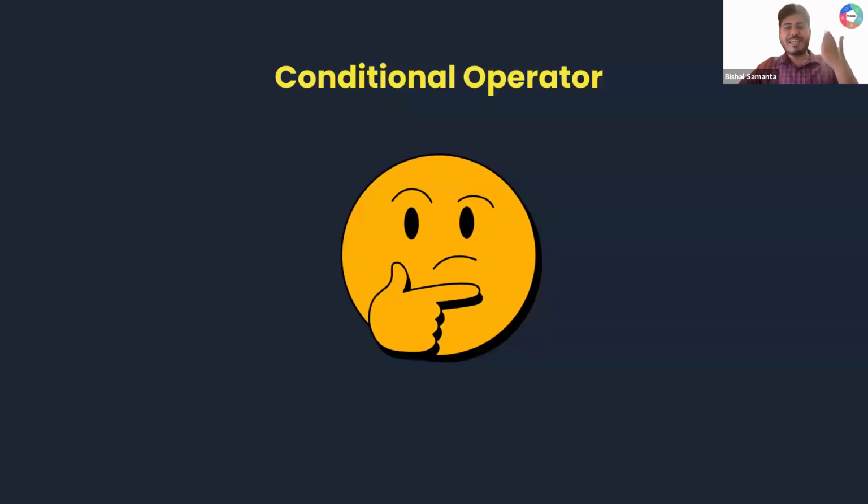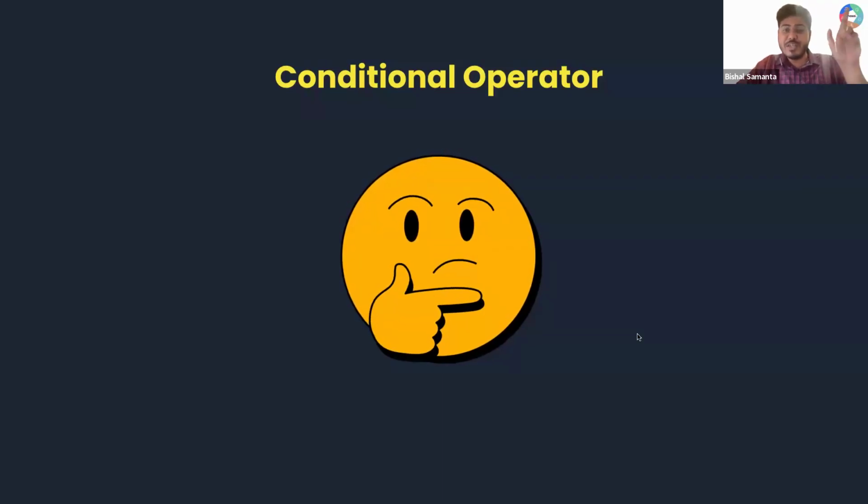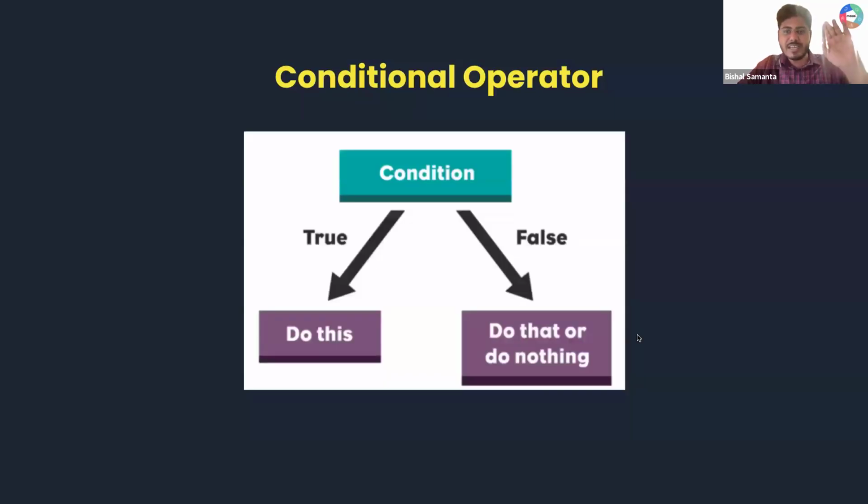Yes, I'm a bit confused. I'm thinking something. I'm thinking, okay, what I can do, what I cannot do, thinking, curious, these kinds of things, right? Now let's understand: you are thinking based on some condition. If this condition is true, you will be doing something. If this condition is false, you will be doing something else. Decision making. You are thinking to make a decision.